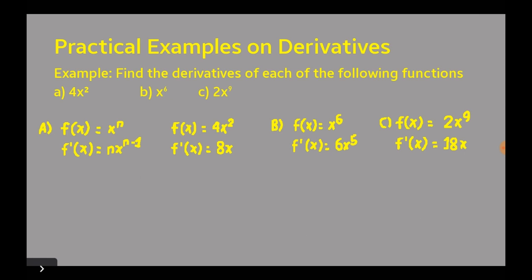f of x equals x to the power of 6. If we differentiate it like this, 6x to the power of 5. But by the last theorem, we can also differentiate f of x equals 2x to the power of 9, then f prime of x must be 18x to the power of 8.